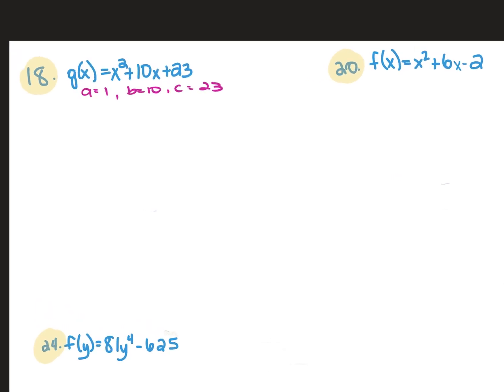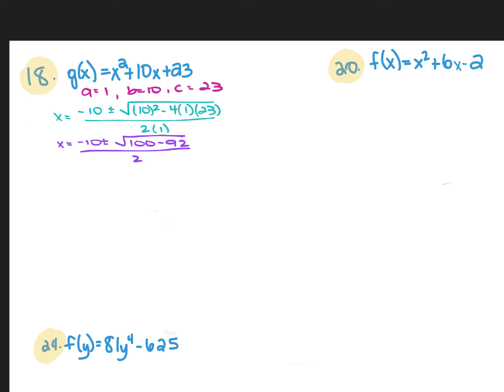So if we use our quadratic formula, it's going to give us x is equal to the opposite of b, so negative 10, plus or minus the square root of b squared, so 10 squared, minus 4 times a, which is 1, times c, which is 23, all over 2 times a, so 2 times 1. So this is x is equal to negative 10 plus or minus the square root of 100 minus 4 times 1 times 23 gives us a negative 92 all over 2.